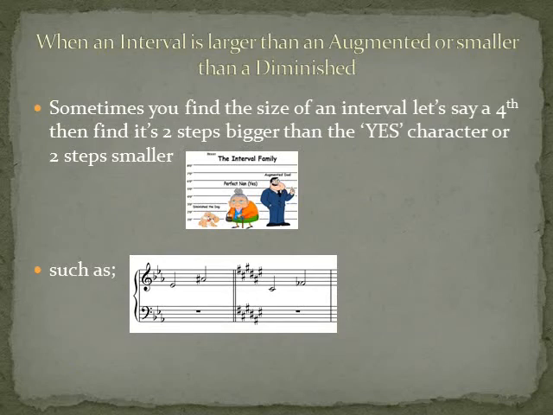When the interval is larger than augmented or smaller than diminished, sometimes you find the size of an interval, for example, in this example, a fourth, and you find it's 2 steps bigger than the perfect. So you go up 1 to become augmented. Where do you go when you become 2? And the same there. So such as, here's an example, E flat to A sharp. Okay, E flat to A sharp. Just pause the slide, we'll try and work that out.